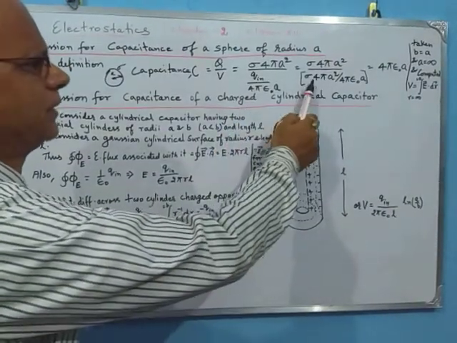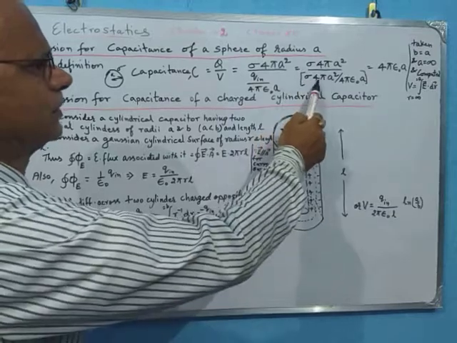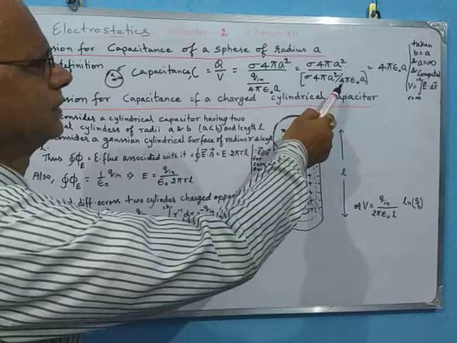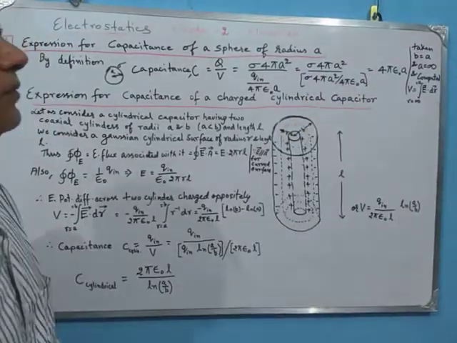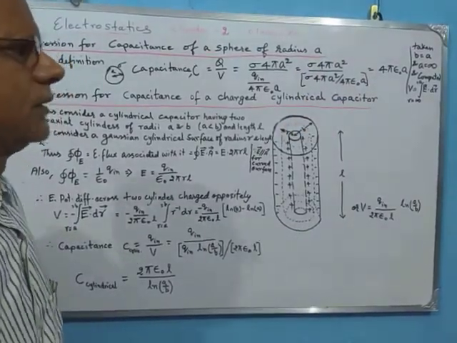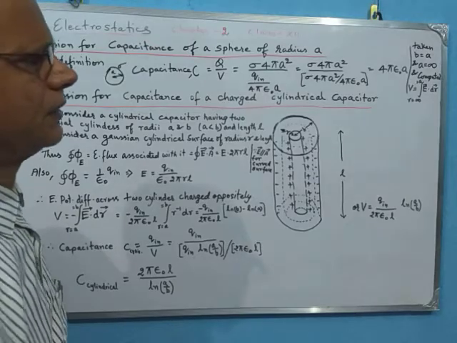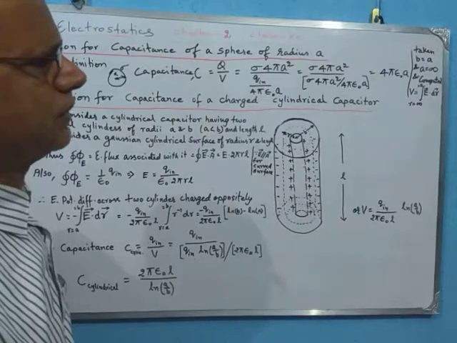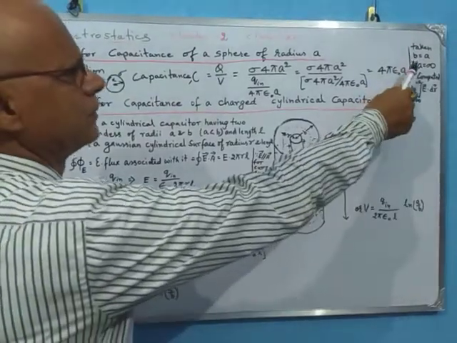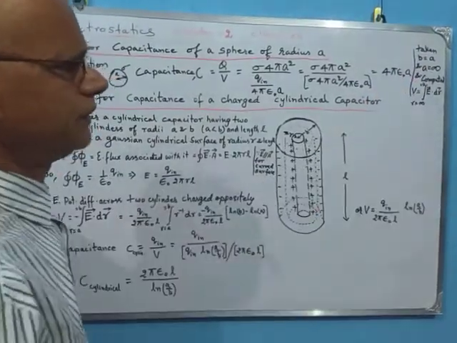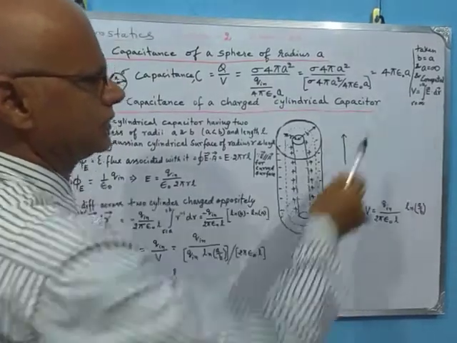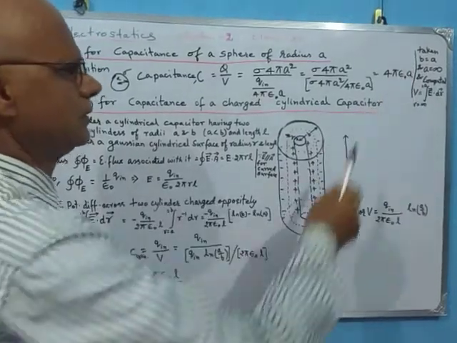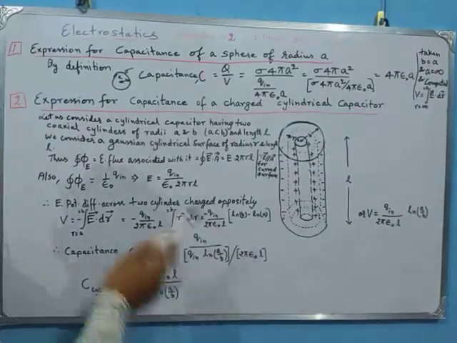Then we get this expression: sigma 4 pi a square, that is the total charge, divided by 4 pi epsilon a. So these two cancel out and it becomes 4 pi epsilon naught a. I leave this exercise for you. Here is the hint: in the previous expression we derived, take b equal to a and a equal to infinity, and compute the potential difference using the formula E dot dr within the limits r from infinity to a.